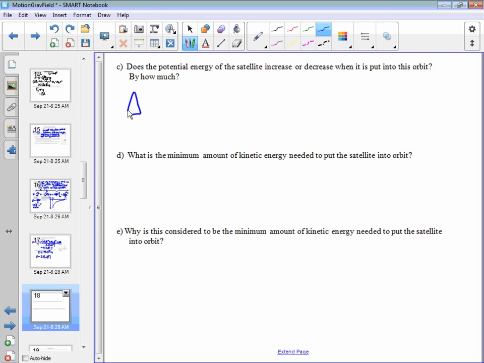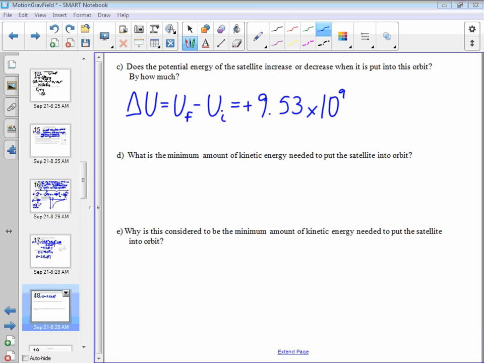All right. So the next question asks, how much does the potential energy of the satellite increase or decrease when it is put into orbit? So that's a delta U. So it's the final gravitational potential energy minus the initial gravitational potential energy. And when you do that, you have an increase of gravitational potential energy, 9.53 times 10 to the 9. Now, I should actually say this, that is going to be an increase of gravitational potential energy, I believe. What do you think about this? Yeah, that's right. I paused it there and thought about it, but it's an increase in potential energy there. So whenever you solve for the change, that will tell you whether you have an increase or decrease, and that's what's physically meaningful.